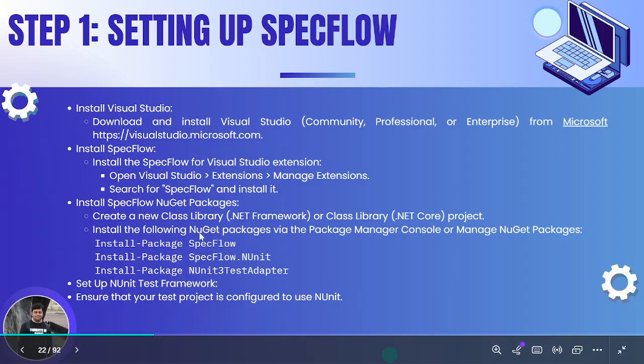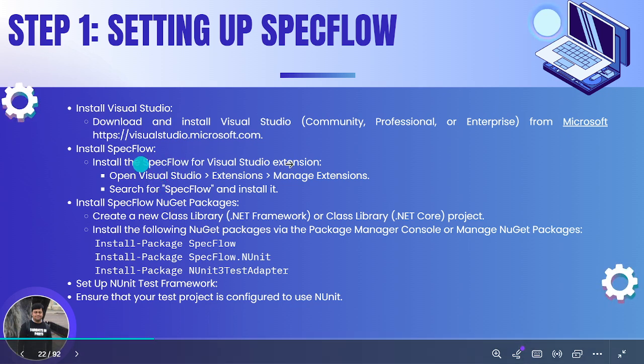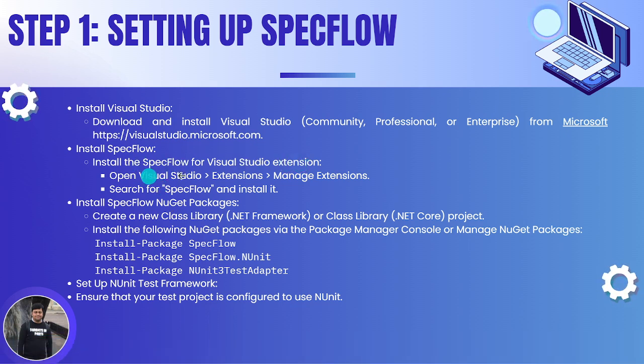Next is to install the SpecFlow extension for Visual Studio: open Extensions, Manage Extensions, search for SpecFlow and install it. After that, you need to install the .NET packages: create a new class library project. Install the following NuGet packages via Package Manager Console or Manage NuGet Packages. First is SpecFlow, then SpecFlow.NUnit, and then NUnit Test Adapter.